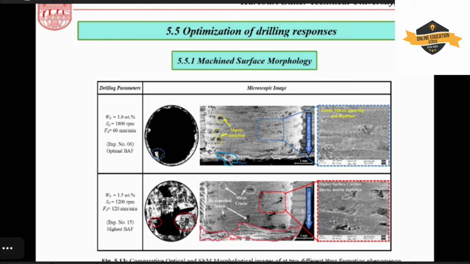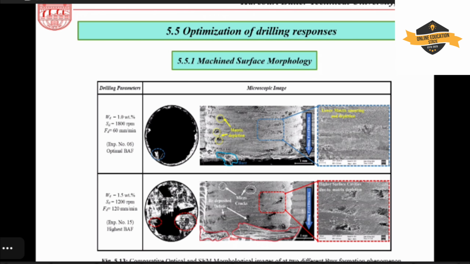We have also validated this response through various optimization techniques. Experiment number 15 has the highest burr area formation, so this one is the worst condition which we faced during our drilling process. Further, after this statistical analysis and mathematical correlation between the response and the parameters, we used digital image processing, and high resolution scanning electron microscopy to investigate the machinability behavior, or the surface analysis, of the drilled hole.